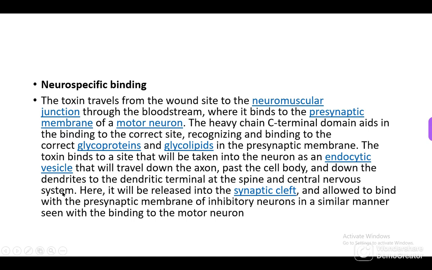Interneurons, they are inhibited. And that is why they are firing and firing and firing. Here it will be released into the synaptic cleft and allowed to bind with the presynaptic membrane, inhibiting neurons in a similar manner. There are two problems: one at the neuromuscular junction, one at the interneurons. They are not inhibiting it.